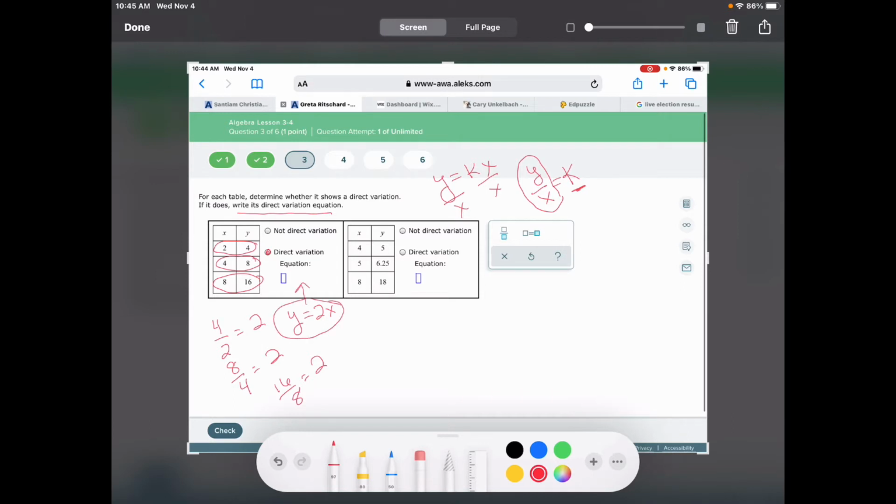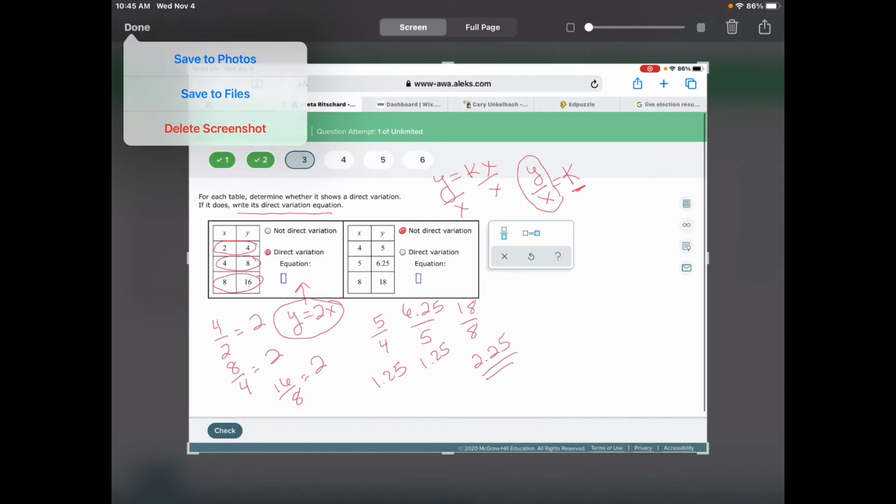All right, in the next one we have 5 over 4, 6.25 over 5, and 18 over 8. And the easiest way to compare these is just to type them in your calculator. So you're going to go 5 divided by 4 is 1.25. 6.25 divided by 5 is 1.25. And 18 divided by 8 is 2.25. So that is not a direct variation. They have to all be the same.